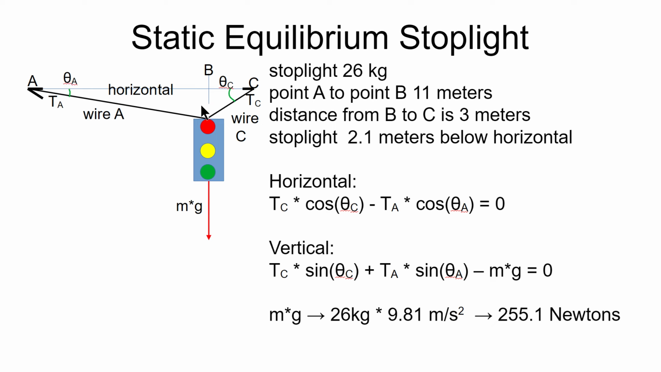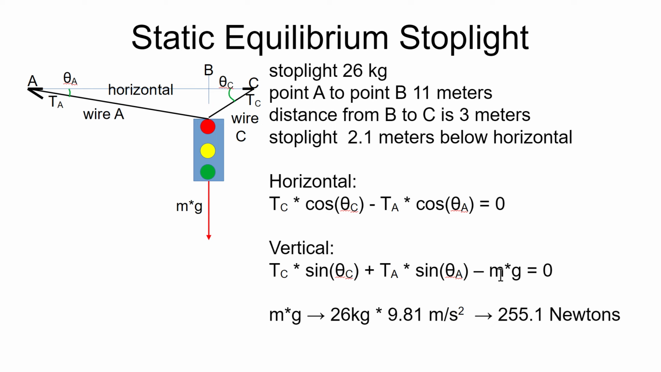In the vertical direction, now we need the vertical components here for both T sub C and T sub A. I'm going to claim upward is the positive direction. T sub C times sine of theta C gives us the upward component of T sub C. T sub A times sine of theta A gives us the upward component for tension in wire A. Notice both of these terms are positive. In the negative direction, we have mg, we have the weight of the stoplight.